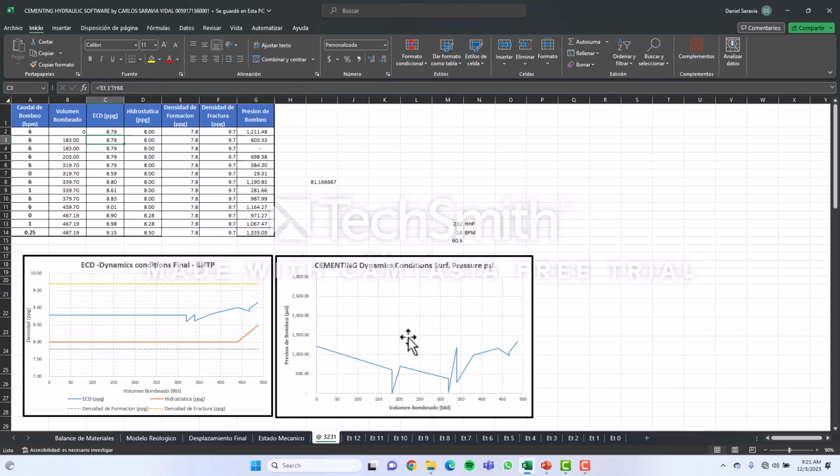This software was made also with the help of a good engineer in Bolivia, and the results are very similar to the big service company software that they have around the world.